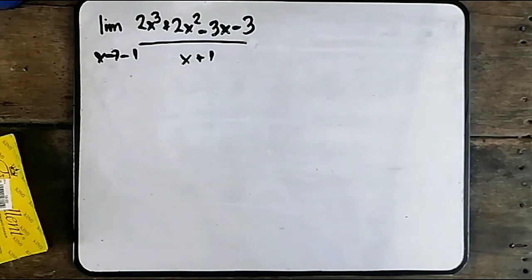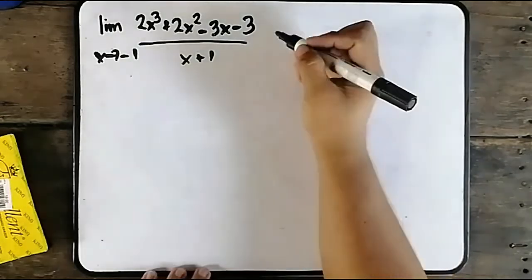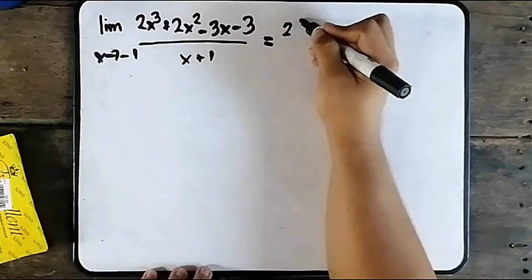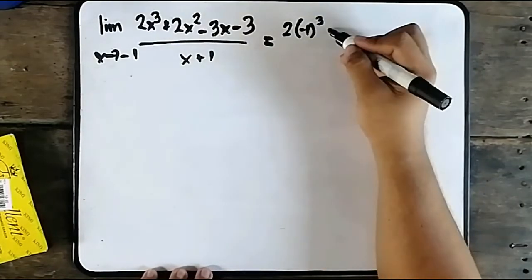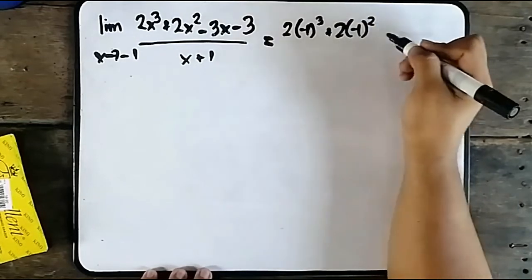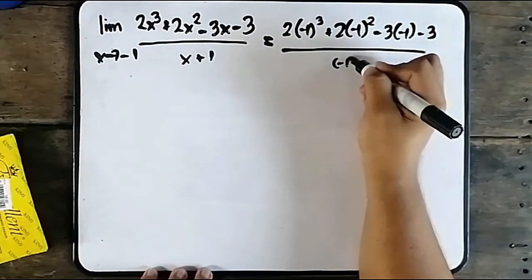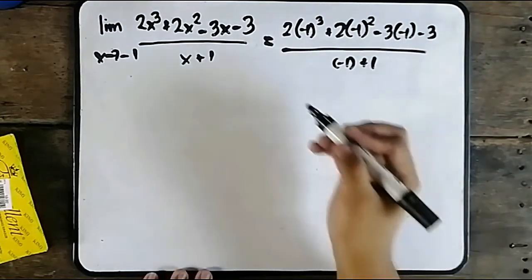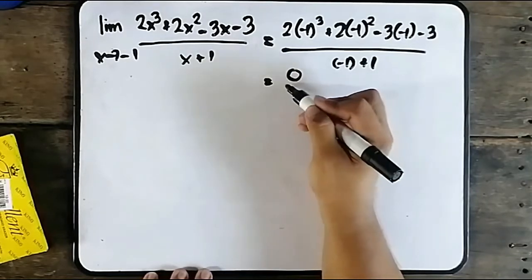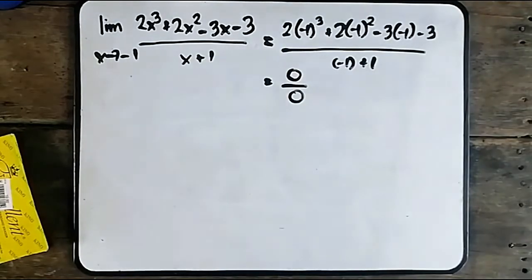Next, we consider the limit of 2x cubed plus 2x squared minus 3x minus 3 all over x plus 1 as x approaches negative 1. By direct substitution, we have 2 times negative 1 cubed plus 2 times negative 1 squared minus 3 times negative 1 minus 3 divided by negative 1 plus 1. Observe that yung taas natin magiging 0, yung baba magiging 0 din. Therefore, it is an indeterminate form of type 0 over 0.